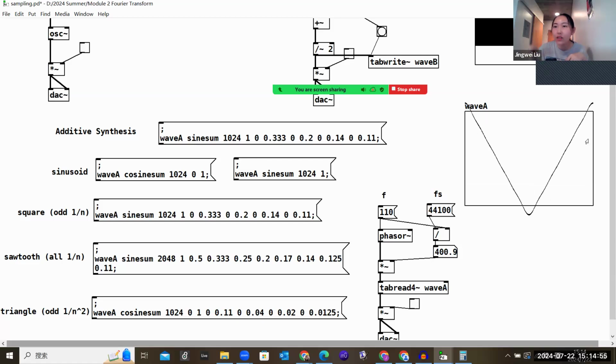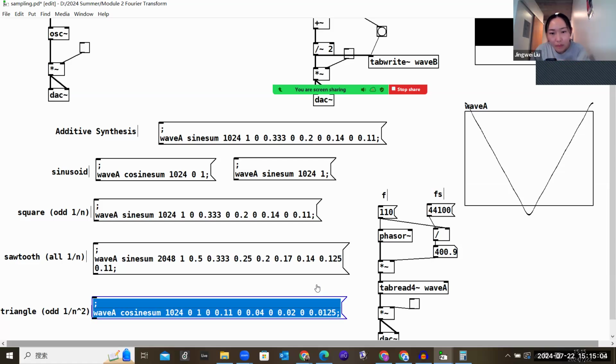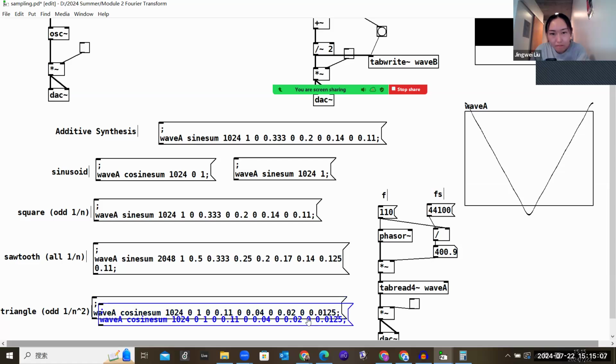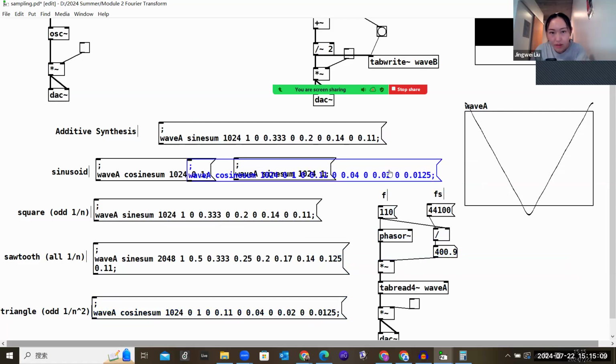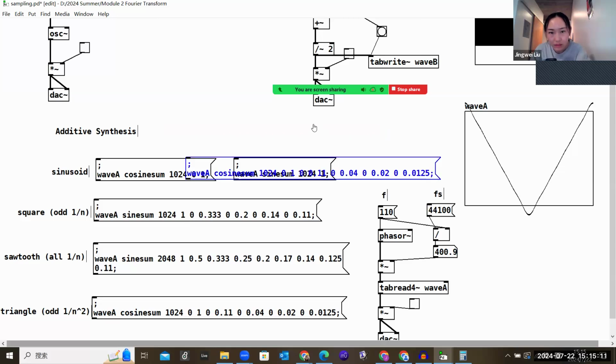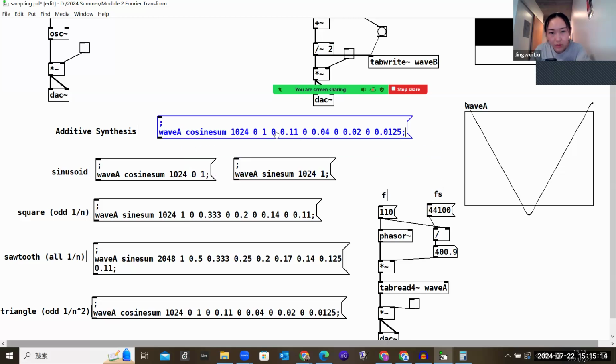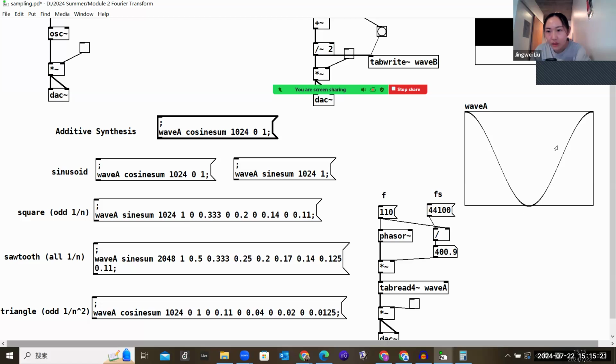It's like an inverted triangle. This is the triangle wave. Similarly, we can do the same. Let's see how we get this triangle wave step by step. So this is the initial cosine wave. Maybe add one more harmonic.